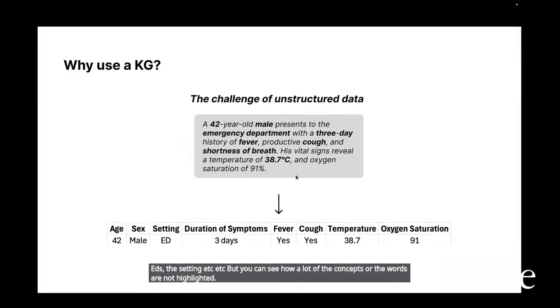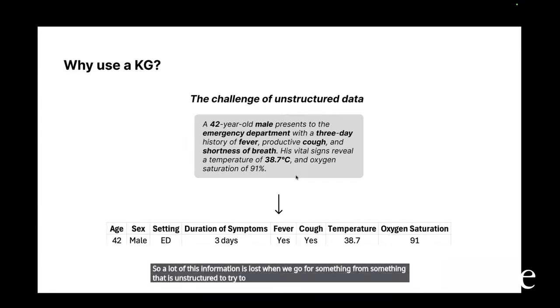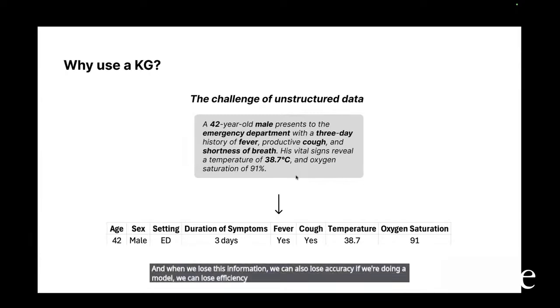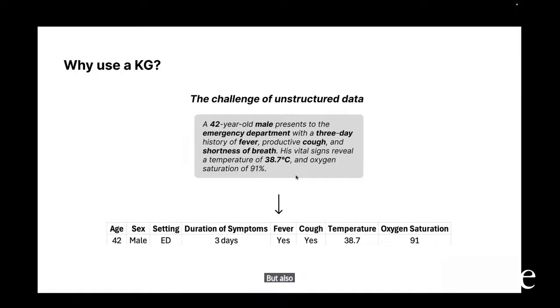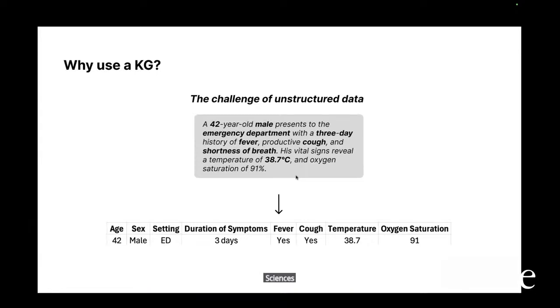So a lot of this information is lost when we go from something that is unstructured to try to give it some structure, right? And when we lose this information, we can also lose accuracy if we're building a model. We can lose efficiency when we're training a model, but also we lose meaning. And this meaning is something that is really obvious for us as humans. We understand language. We have been trained in healthcare sciences for a lot of years, but the machine usually doesn't understand.